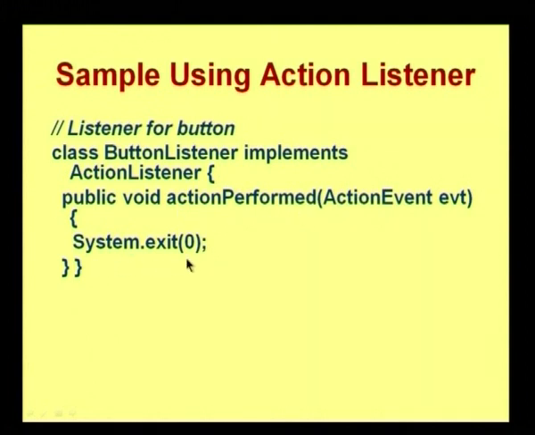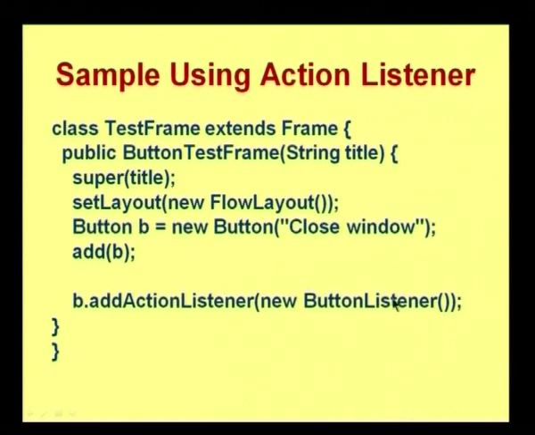This is System.exit(0). It means that on clicking that particular button, the actionPerformed method will be called and I exit from the system. Here we have only one button. You can see I have only one button, and this button is added to this button listener. So I have only one particular action being defined.